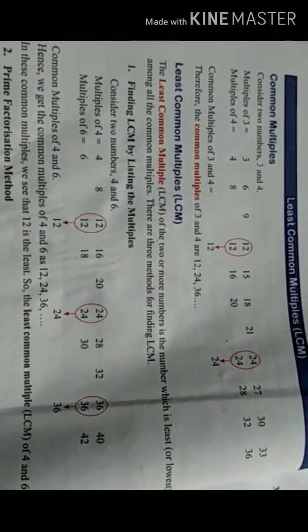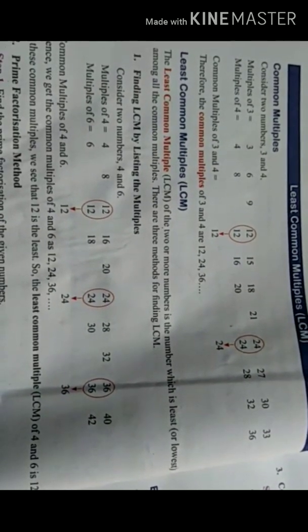In this way you will find the LCM by listing the common multiples of the given numbers. For this you write the multiples of all the numbers, then circle the common multiples, then find the least. सबसे छोटा जो कॉमन मल्टीपल होगा वो क्या कहलाएगा? LCM of the given numbers.